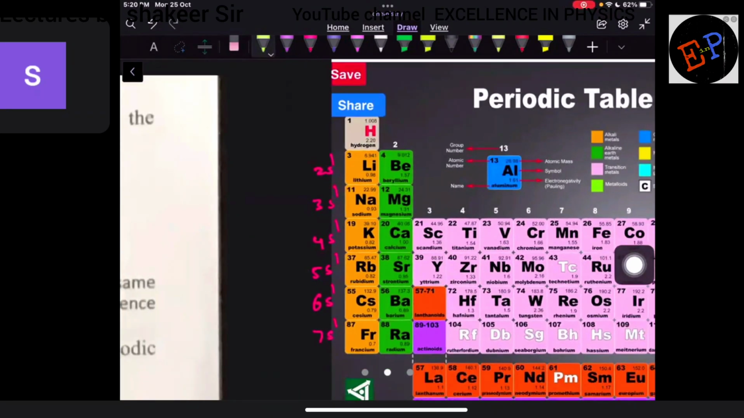Lithium, sodium, potassium, rubidium, cesium, and francium. So 3, 11, 19, 37, 55, and 87. Are you able to understand? Now see, this you can manipulate by one more method also.